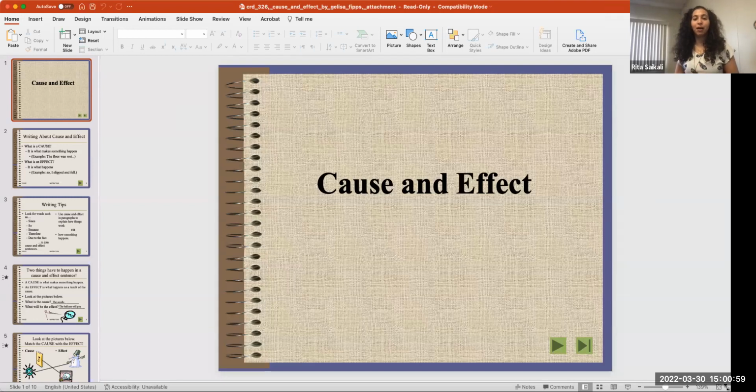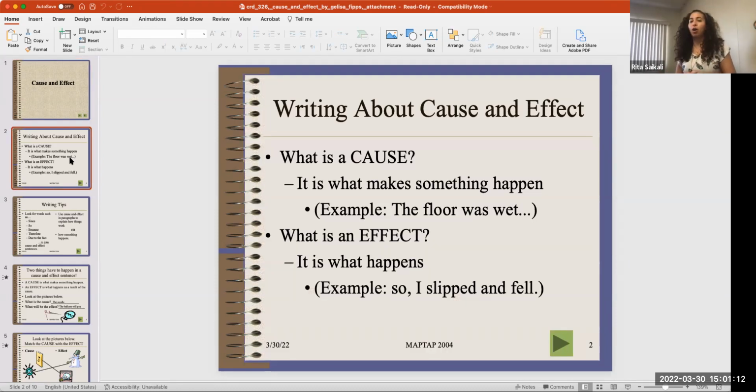We are going to be talking about cause and effect. And if you're here, we're also talking about the same thing. Yay, cause and effect. Okay, so it's in the name: something that causes and something that affects something else. So let's figure out what writing about cause and effect is. So what is a cause? Well, a cause is what makes something happen.